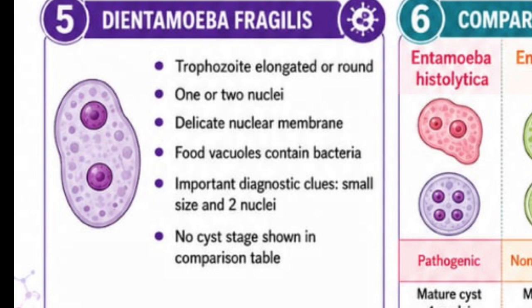Unlike Entamoeba histolytica, whose food vacuole contains ingested RBCs, Dientamoeba fragilis's food vacuole contains bacteria. They are an important diagnostic clue because their diameter is very small, and they have 2 nuclei. You get it now? They have no cyst shape. They don't have any cyst stage.